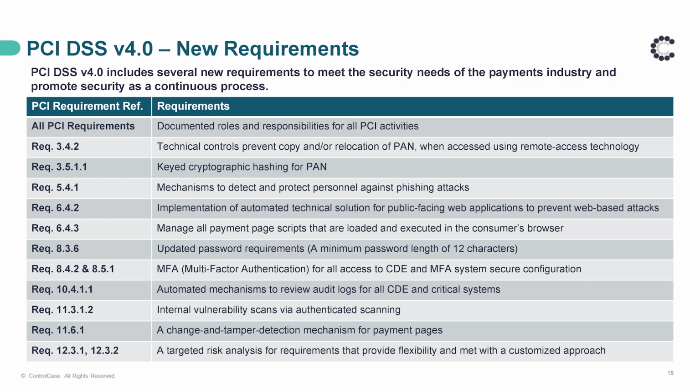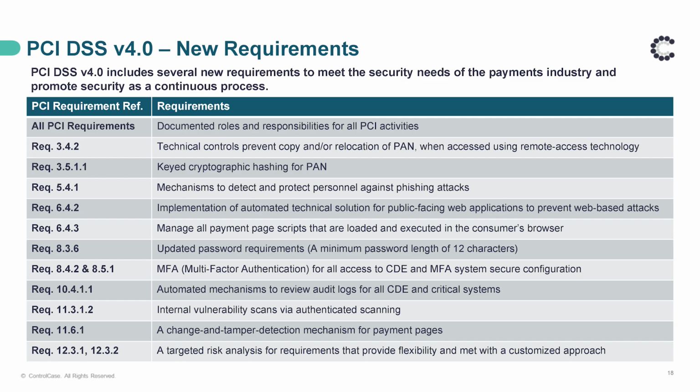Now, what you see on this slide are the examples, right? So the first one, which applies to all PCI requirements, when I said that 13 of the immediate requirements, most of those fall under this category. That within each requirement now, you have documented roles and responsibilities for all the activities which you do within that requirement. You have to document them.